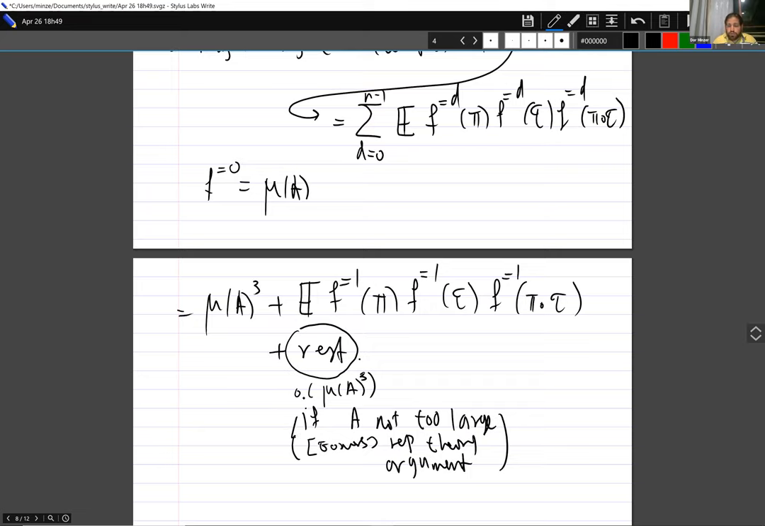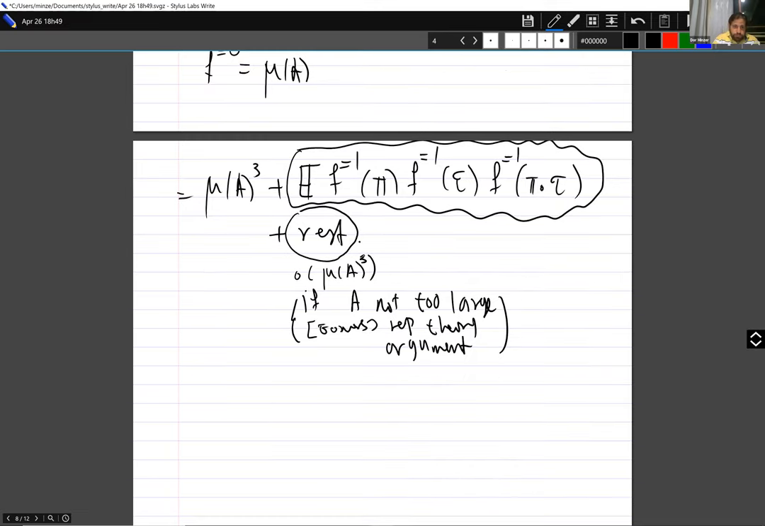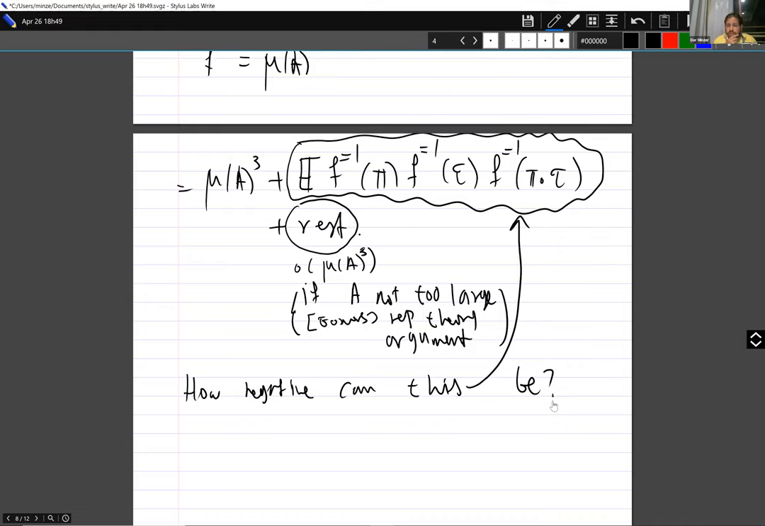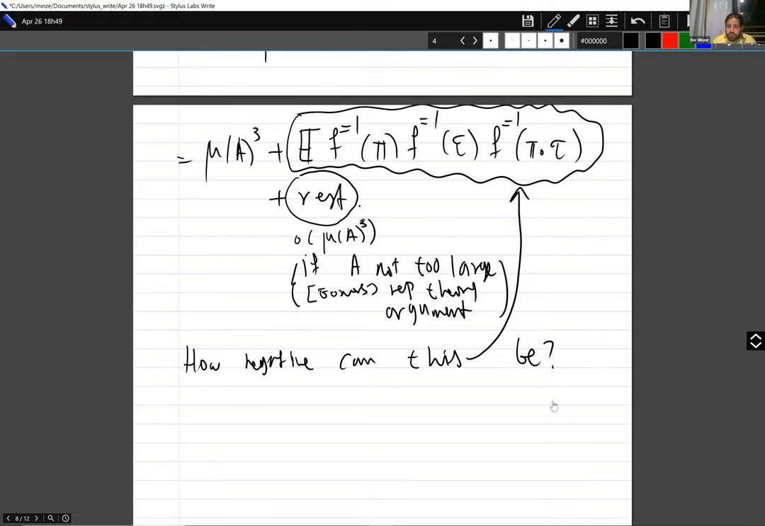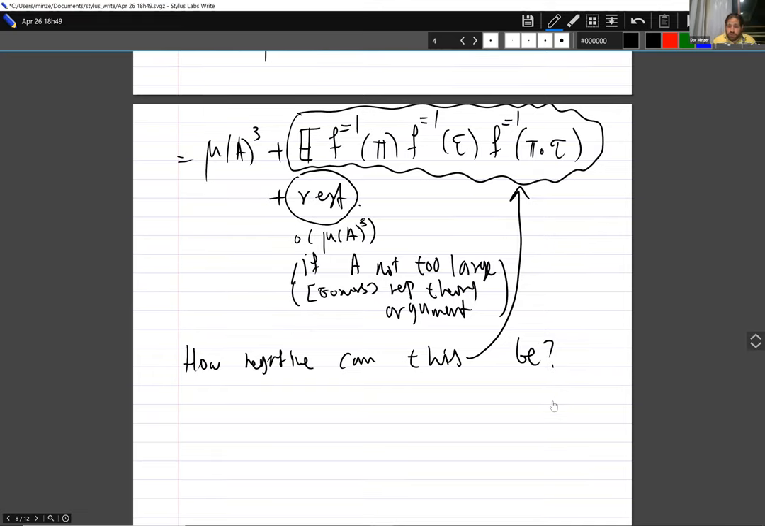So really, after you do all of that, the question becomes, how negative can this level one contribution be? Okay. So to answer this question, we need to know a little bit more about what this level one component looks like. And I'll simply tell you a formula for it.